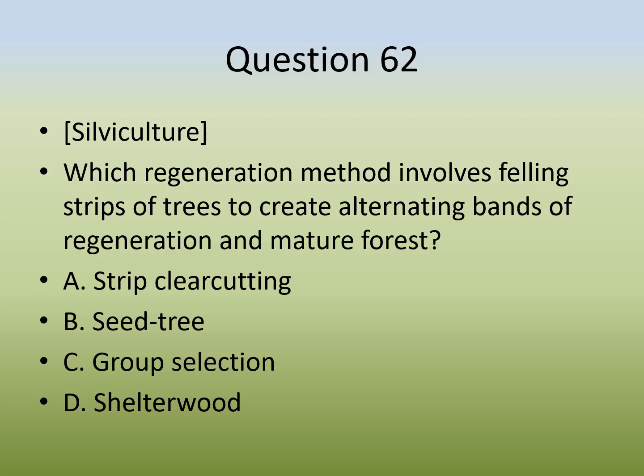Question 62. Which regeneration method involves felling strips of trees to create alternating bands of regeneration and mature forest? A. Strip clearcutting, B. Seed tree, C. Group selection, or D. Shelterwood? The answer is A. Strip clearcutting.